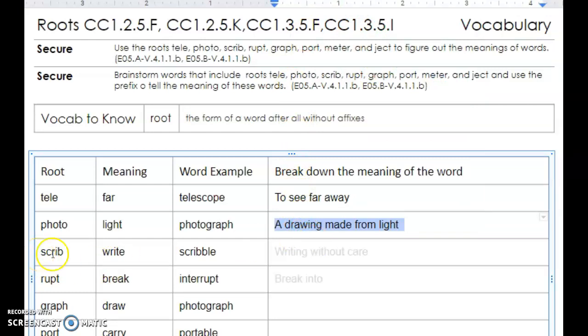Scrib is the third one. It means write. So we're going to look at the word scribble. And scribble means writing without care.